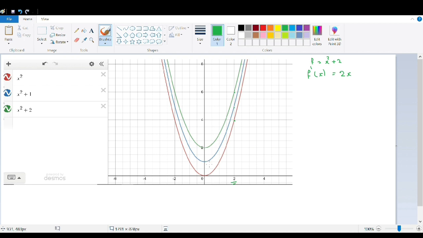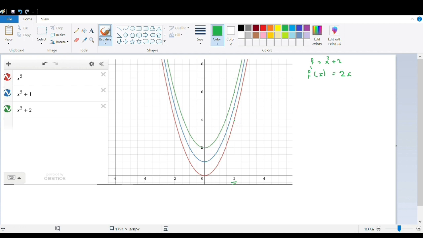The graph of x squared plus 2 is the same, just shifted 2 points up. So here we have the graph of this function. All these three functions are the same except they are in different places. Here the vertex is at 0, 0, here it is at 0, 1, and this one at 0, 2.